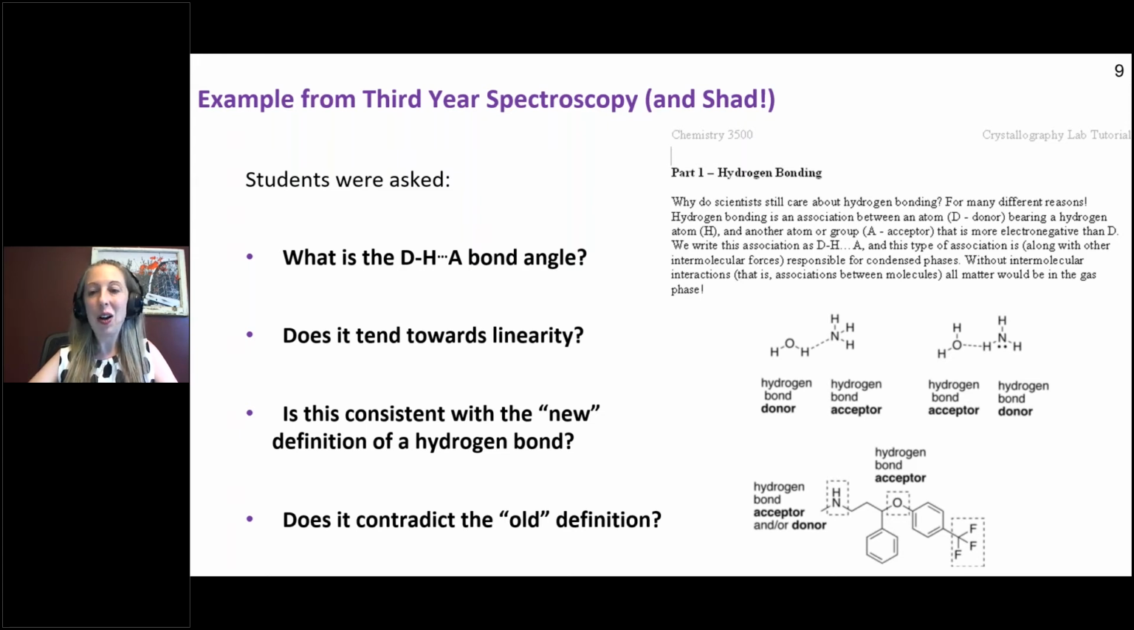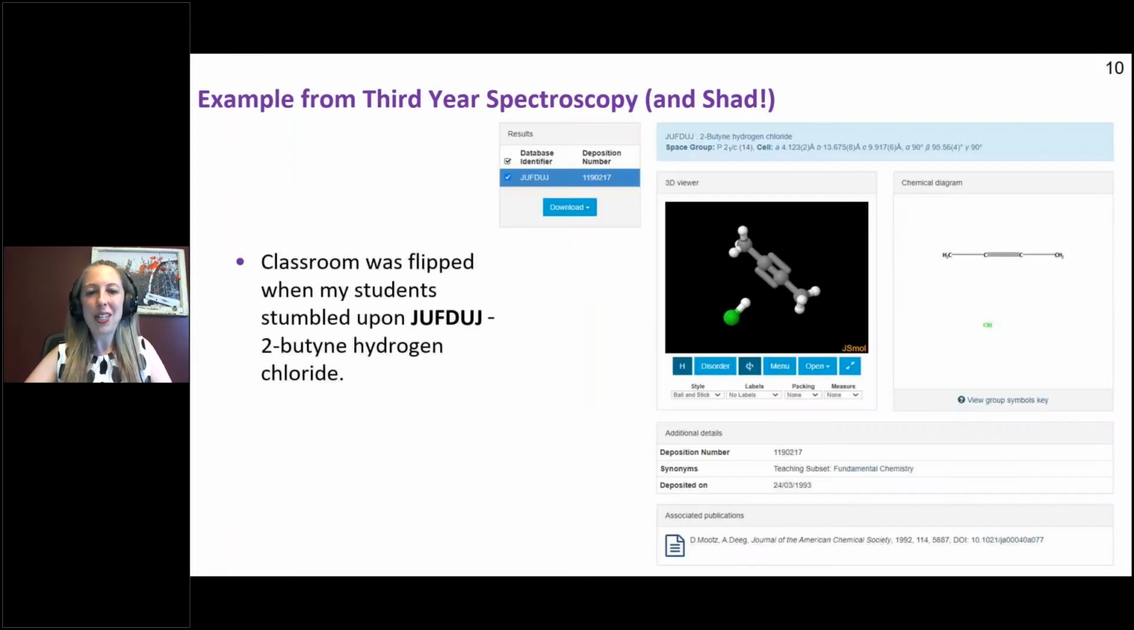And of course, they are all slightly entrepreneurially minded, and so many of them were then thinking about, well, how would I be able to put these molecules in devices, and how could I market this? And then they came across this particular example and sort of flipped everything on its head for me. So this is 2-butene, and it is co-crystallized with hydrogen chloride. And they asked me, is this an example of a hydrogen bond?